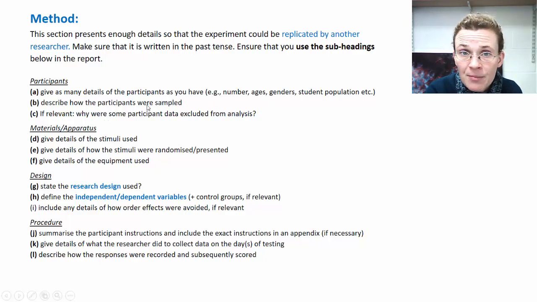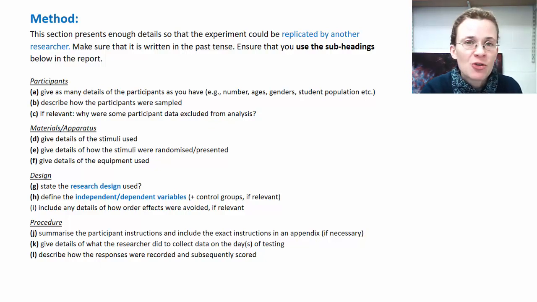How did you recruit them? What kind of recruitment was it? Was it opportunity sampling, or was it snowball sampling? Was it random? You may have excluded some people from your analysis. Why was that? Maybe they didn't follow the instructions, or there was some other reason.